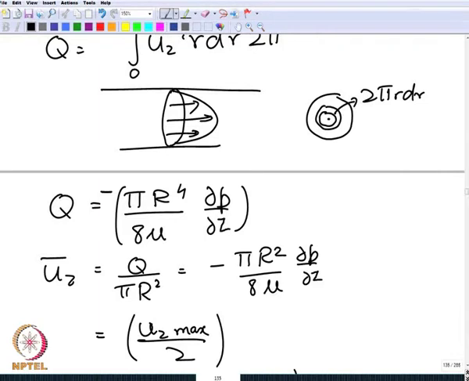And I can calculate the average velocity from this. The average velocity u_z bar is equal to Q by pi R square, which is equal to minus R square by 8 mu into dp by dx.